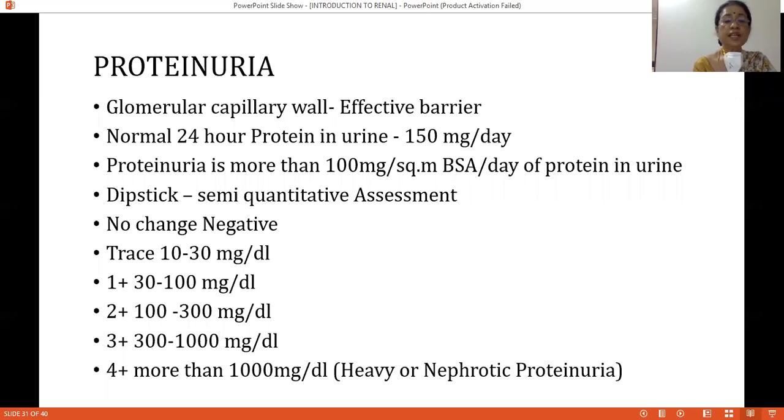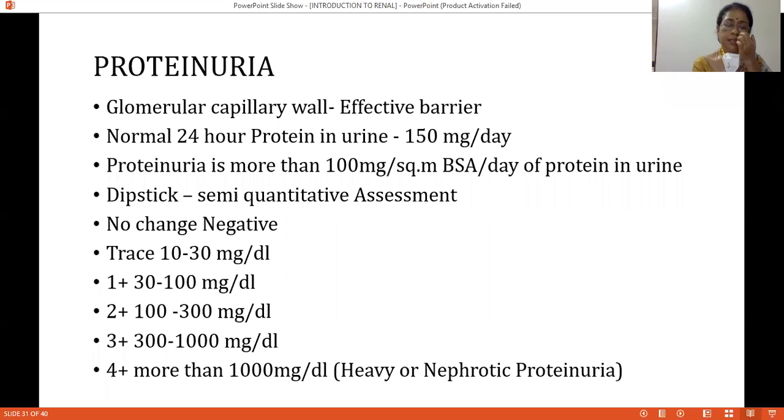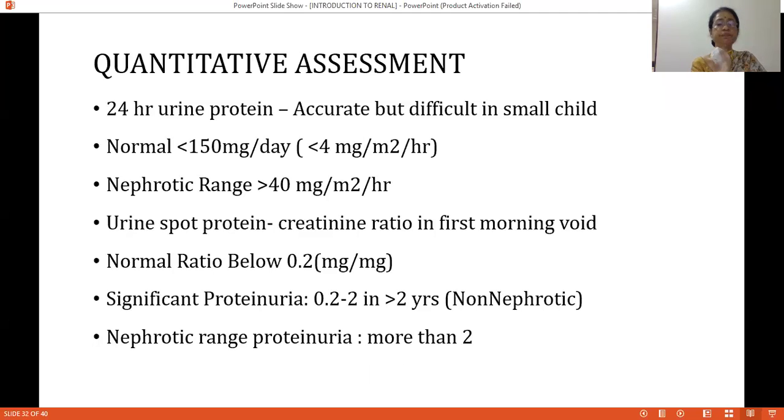With the dipstick semi-quantitative assessment, if there is no change in the dipstick, that means negative. Trace is 10 to 30 milligram per dl, 1 plus means 30 to 100 milligram per dl, 2 plus means 100 to 300 milligram per dl, 3 plus means 300 to 1000 milligram per dl, and 4 plus means more than 1000 milligram. If it is more than 1000 milligram, that is called nephrotic range of proteinuria.